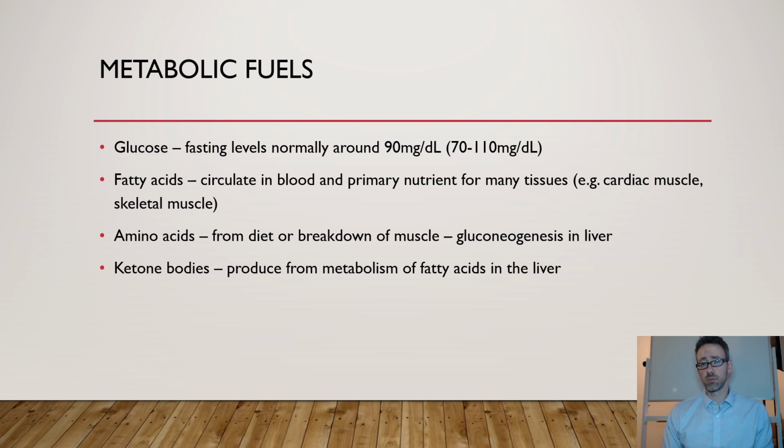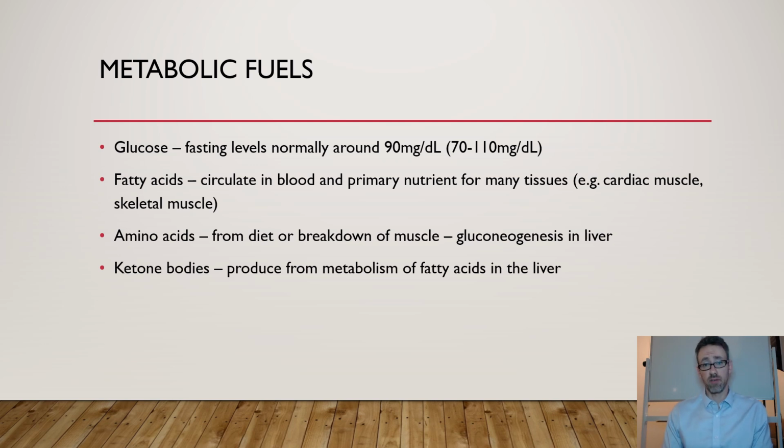Lipids, usually those are broken down to fatty acids and triglycerides, and they circulate in the blood, and they're a primary nutrient for a lot of tissues. So we tend to think of glucose as being a primary nutrient, but in fact fatty acids are used by many different tissues. Things like cardiac muscle and skeletal muscles use fatty acids in abundance.